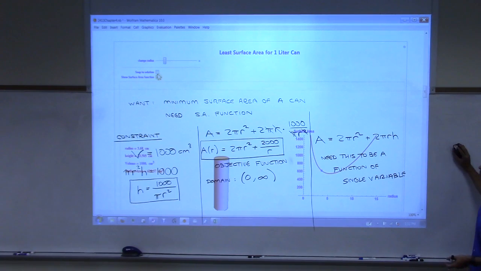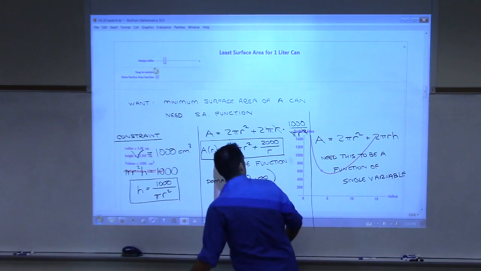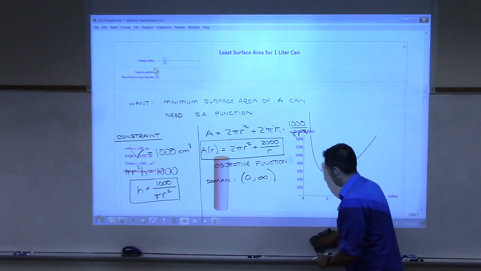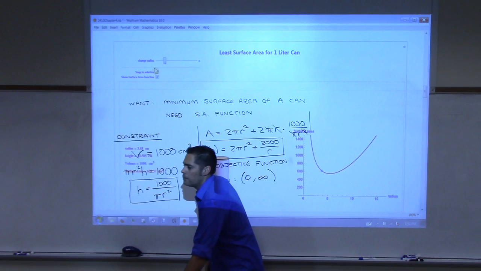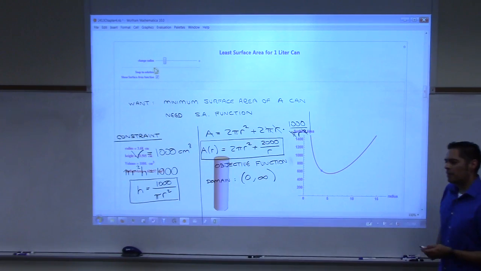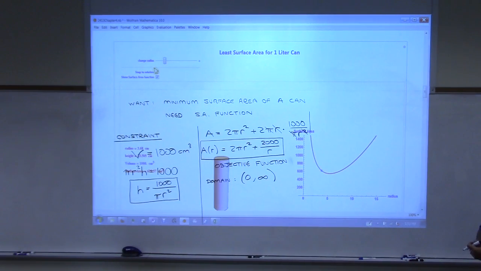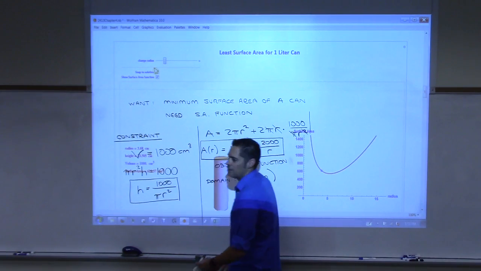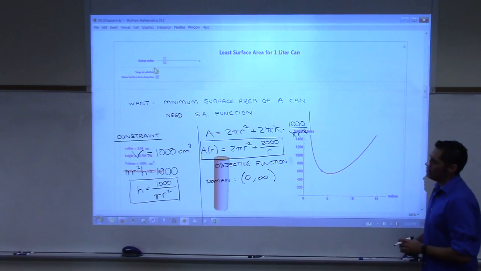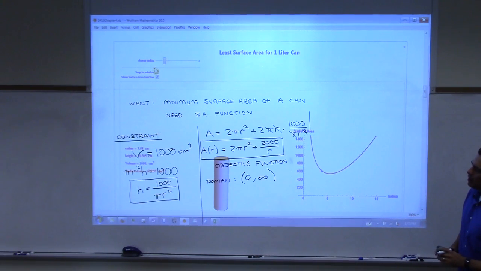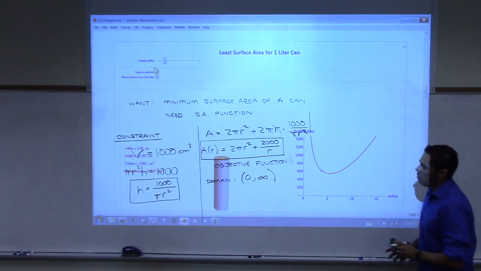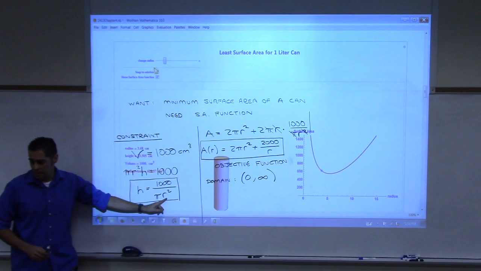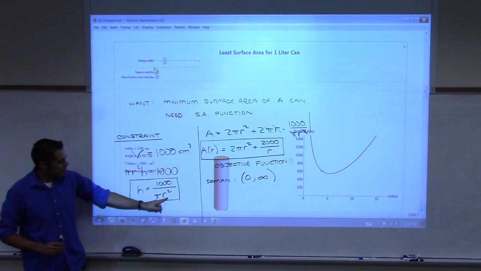Yes? Just for the sake of argument, can you make R a really big number and show that it would still satisfy the volume of 1,000? I'm not really convinced that you could have infinity. You're not convinced that we could have infinite. Well, can we be theoretical though? Let's just work it out if R is 1,000 centimeters. Just follow me for a second. You put 1,000 right here.